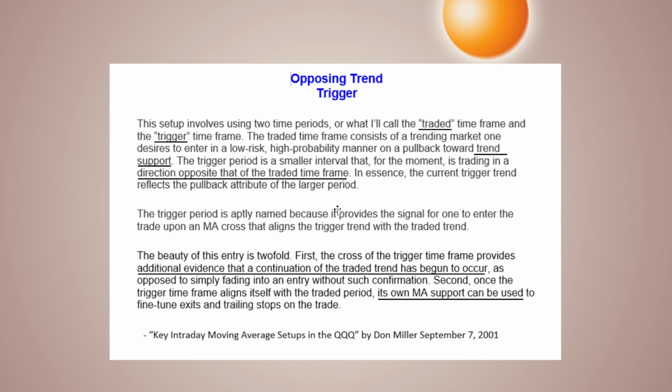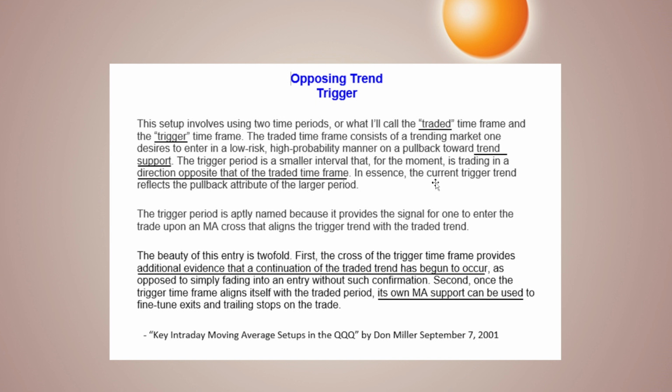So this is key. If I know that I'm in a downtrend on one time frame and on the higher time frame I am in an uptrend, then really what I'm looking for is a sign that the trigger time frame is getting back in line with the traded time frame. This will make a little bit more sense when I go into the chart example today.